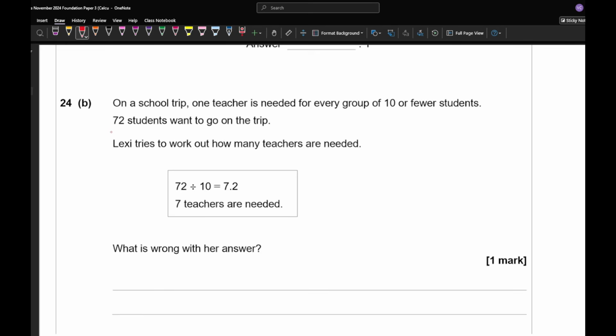Now, the question is asking what is wrong with her answer, and basically what's wrong with her answer is that she needed, you can spell it, needed to round up. Because you can't have 7.2 teachers, and 7 teachers would not be enough. So 7 teachers is not enough. So something along those lines would be good enough to get the single mark.